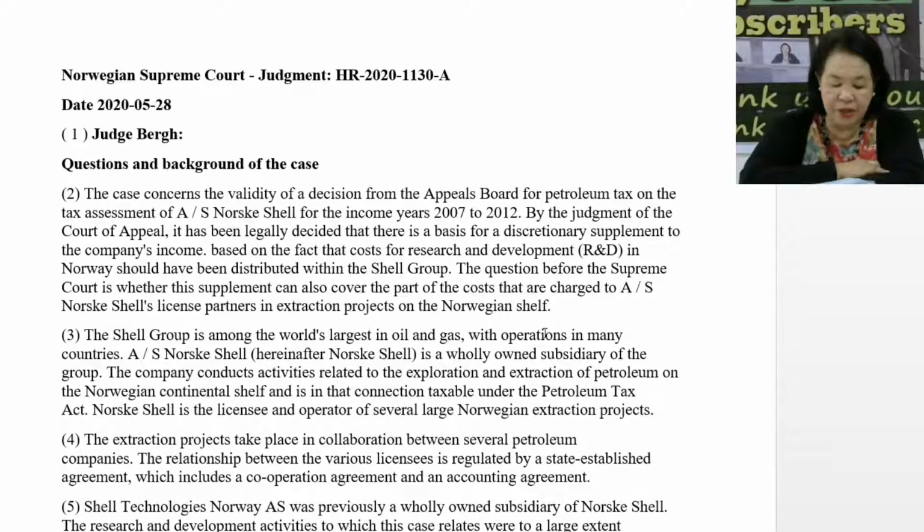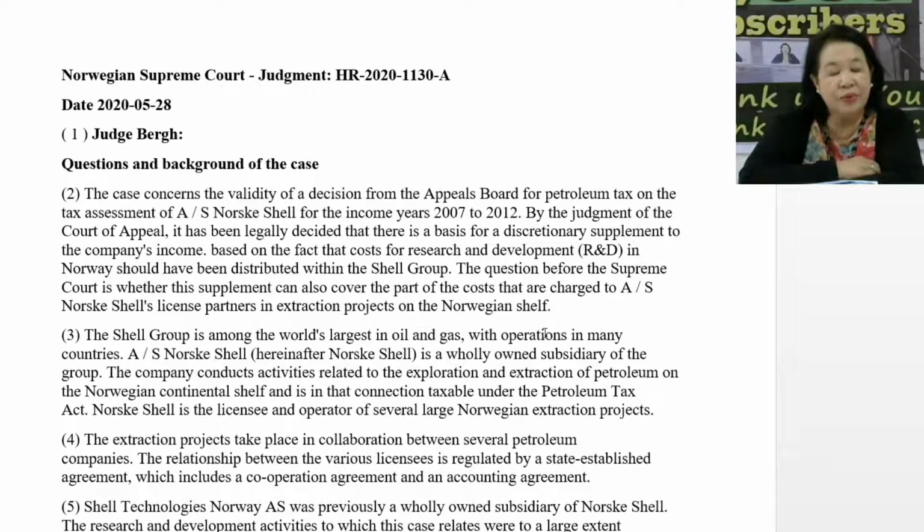So the question before the Supreme Court is whether this supplement can also cover the part of that cost that are charged to its Norske Shell licensed partners in extraction projects on the Norwegian shelf. Okay, so yun yung question nila, kung tuloy ba yun o ano ba yung ginawa ng tax authority na i-charge niya yung cost sa ibang partners. The Shell Group is among the world's largest, no?